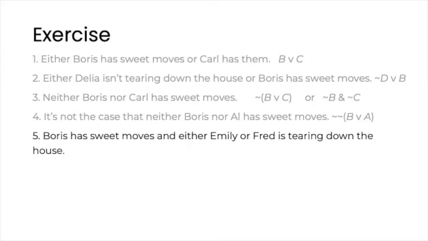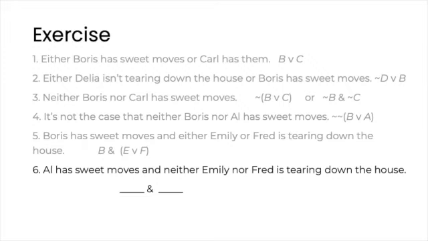Sentence 5 contains the word "and" and the construction "either...or." So, which one is the main connective, the conjunction or the disjunction? As you can see, you can only parse the sentence if you assume that "and" is the main connective. So, what are the conjuncts? The left conjunct is simply B, and the right conjunct is a disjunction, namely "either Emily or Fred is tearing down the house," represented as E v F. So the whole sentence ends up being B & (E v F).